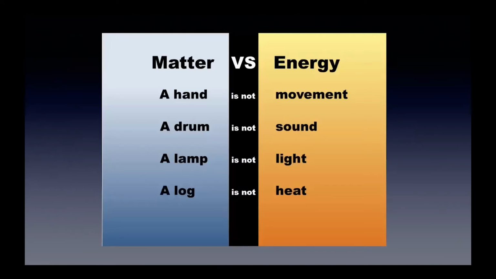Here's a chart for you. If you already know this, then you don't need to write it down. But if this is kind of a new concept to you, this would be a really good chart to write down. Matter is on the left and energy on the right. Your hand is not energy. Your hand is matter, or is made of matter. But as you move your hand around, it takes energy. Same thing, a drum is matter, but the sound that a drum makes is energy. A lamp is, as I already mentioned, matter, but the light it makes is energy. And then finally, a log. When you burn wood in the fireplace, the wood is matter, but the heat it generates is energy.